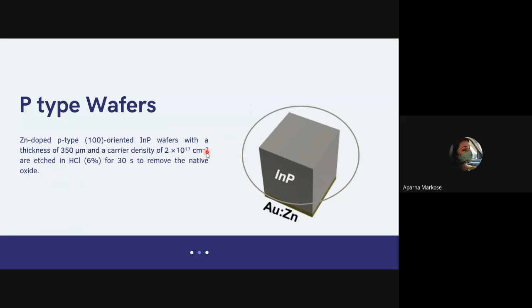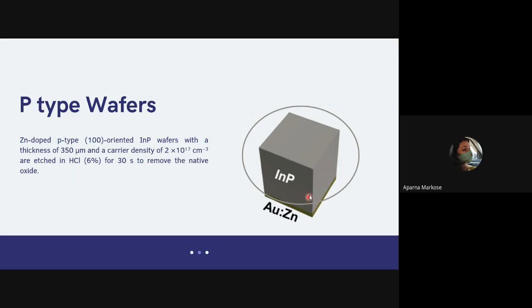And this is the carrier density, and this is the percentage of hydrochloric acid used for etching. There are some native oxides present in the indium phosphide, so for that purpose we sometimes use HCl as an etchant. You put the wafer in it for like 30 seconds, and it removes the oxides, which would generate some resistance. So we have created the p-type wafers.